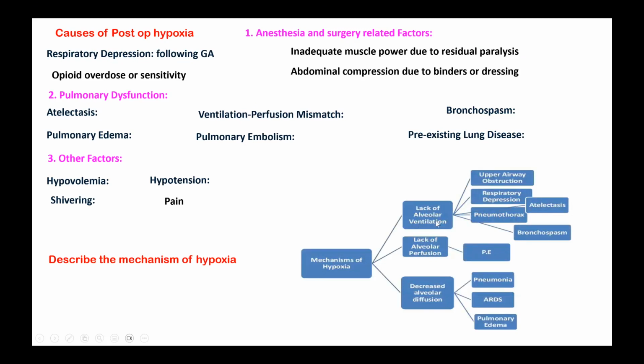It can be due to lack of alveolar ventilation, lack of perfusion in the alveoli, and decreased alveolar diffusion. So lack of ventilation will be due to airway obstruction or respiratory depression, pneumothorax and atelectasis and bronchospasm. These are all the causes for lack of alveolar ventilation. And perfusion usually is affected by pulmonary embolism, which is quite rare. And decreased alveolar diffusion can happen in patients who already have pneumonia, ARDS, or pulmonary edema.